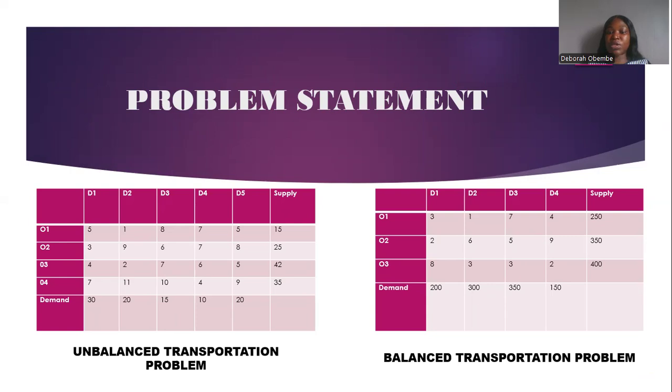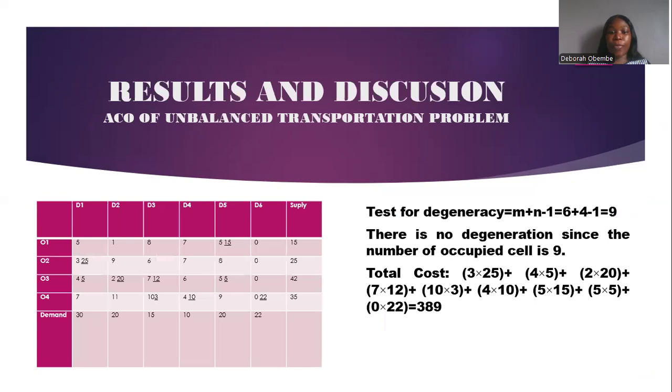Then for the balanced transportation problem, we have 4 columns and 3 rows. If you sum up the supply, we have 1,000, and if you sum up the demand, we have 1,000. You can see that the demand is equal to the supply, so it is a balanced transportation problem.